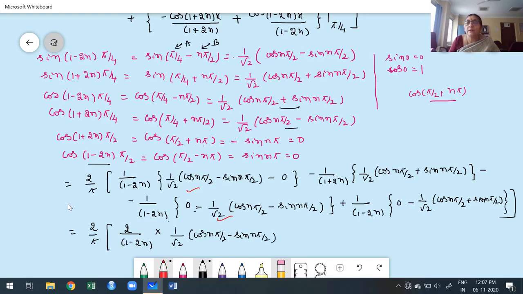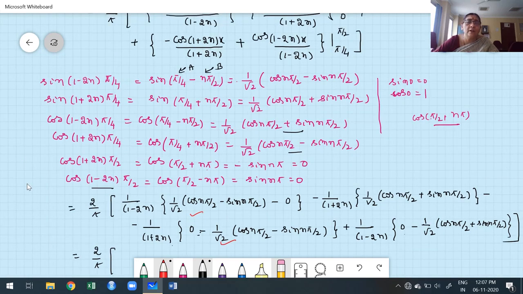Next, observe carefully. Plus into minus is, here I made a mistake. I'll keep this as 1 by 1 plus 2n, correct? Each step is very important. Suppose you make a mistake anywhere, you definitely won't get the correct answer. Just a minute, I'm going to remove this. Now observe carefully what I did. If you are confused, see: this is 1 by 1 plus 2n. This is 1 by 1 minus 2n.